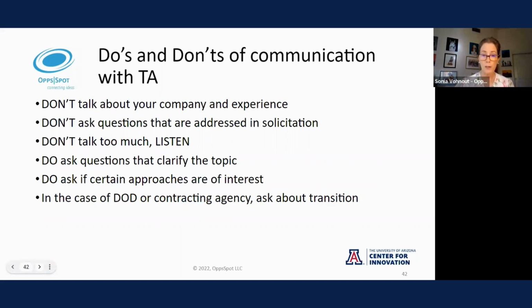Do ask questions to clarify the topic. If they don't specify measurable objectives, maybe ask them if they have that in mind. Maybe you can ask if certain approaches are of interest over others if they haven't outlined those in the topic. And I put in here, when you work for DoD, it's always important to know if they have a transition or a platform where they want the technology. It might not apply for DOE. Next slide.